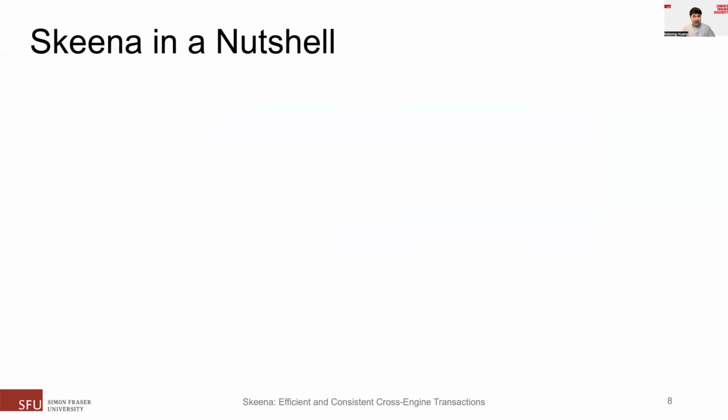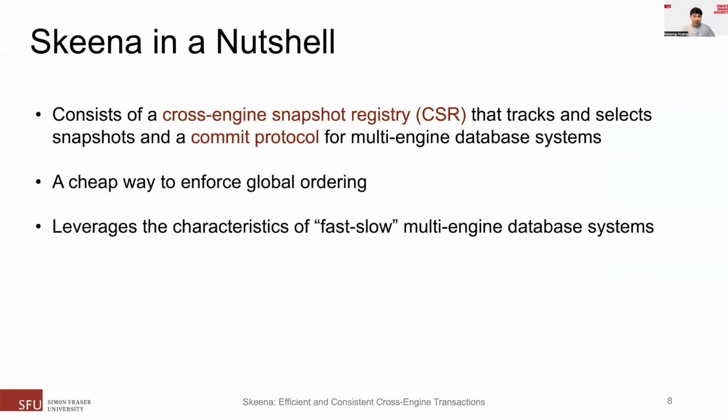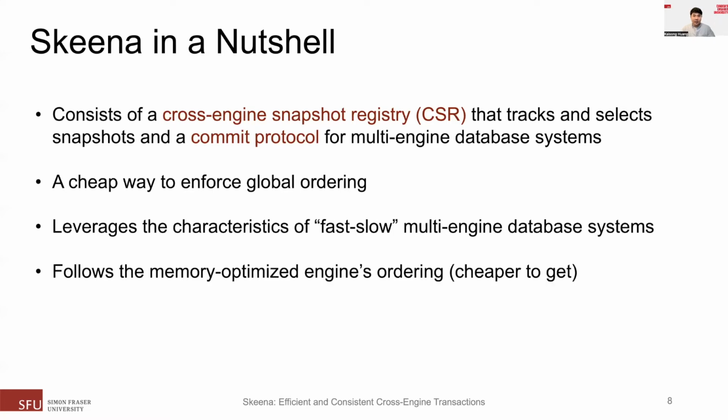Then what exactly is Skeena? It consists of a cross-engine snapshot registry, CSR, that tracks and selects snapshots, and a commit protocol for multi-engine database systems. It is a cheap way to enforce global ordering by leveraging the characteristics of fast-slow multi-engine database systems. More specifically, the global ordering follows the memory-optimized engines' ordering because it is cheaper to get snapshots in memory-optimized engines than in storage-centric engines.